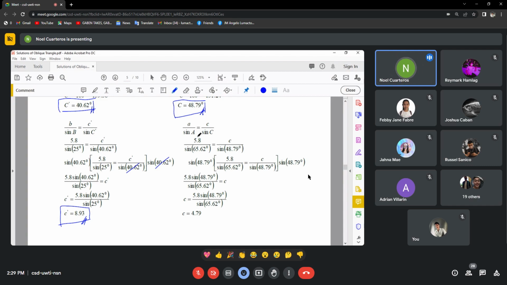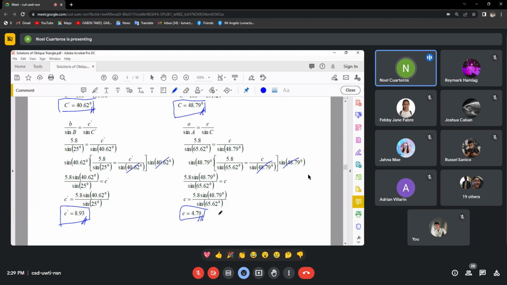On the other hand, same procedure: A over sine A is equal to C over sine C. Substitute the values: 5.8 all over sine 65.62 degrees is equal to C all over sine 48.79 degrees. To remove the denominator of C, multiply both sides by sine 48.79 degrees. So C is equal to 5.8 sine 48.79 degrees all over sine 65.62 degrees. With the use of your calculator, the result is 4.79.